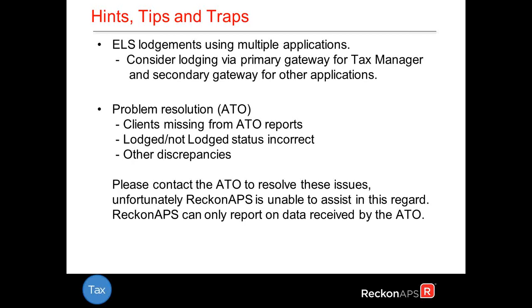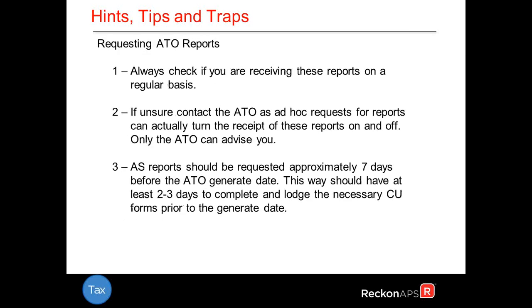So that covers the ATO problem resolution issues. Requesting the ATO reports: always check that you are receiving these reports on a regular basis. Please make sure that you are receiving all the reports that you should be receiving. If suddenly something changes and things are no longer being received, you need to get in touch with the ATO as soon as possible.